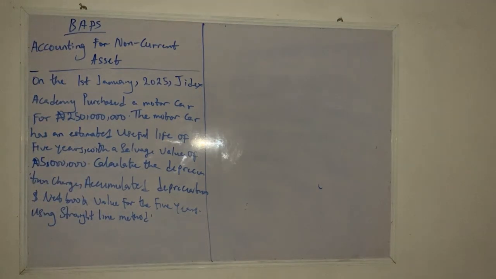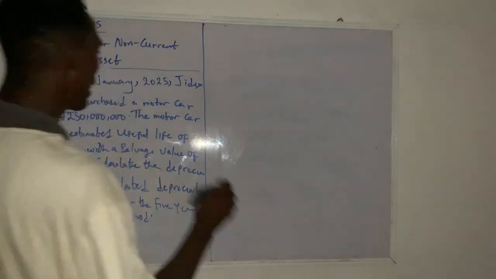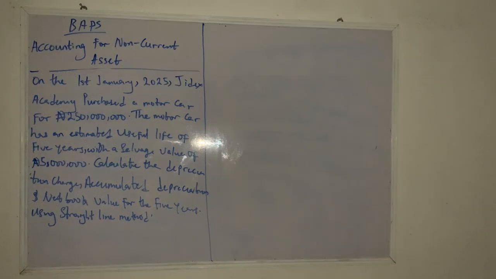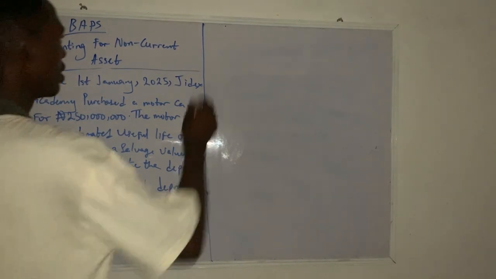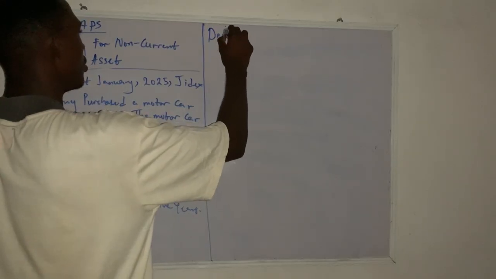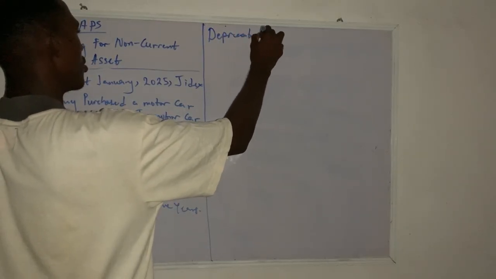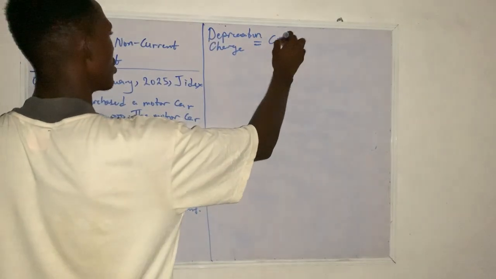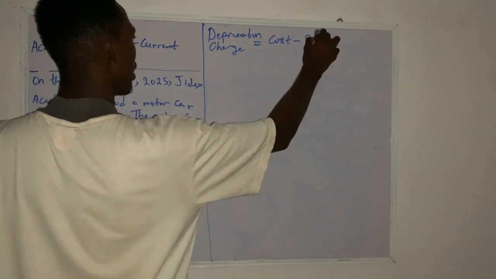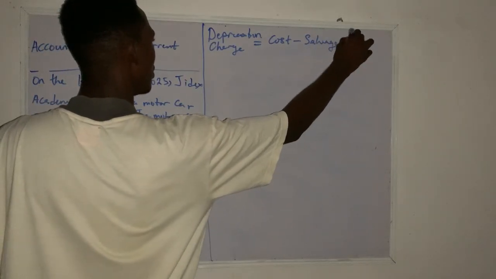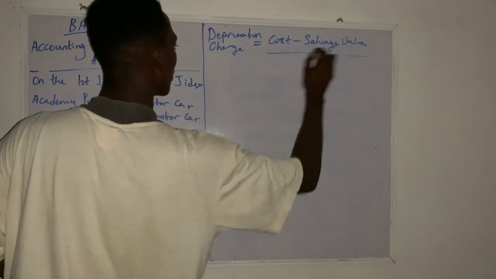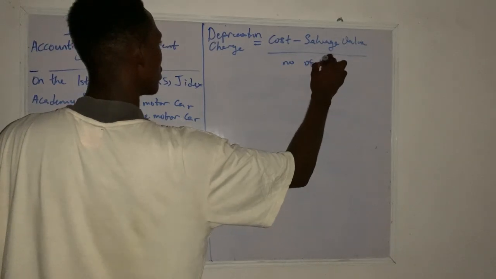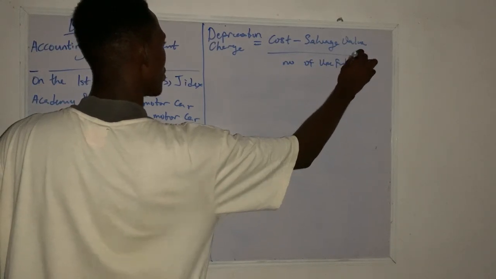Alright, using straight line method without wasting much of our time. The only thing that you might need to make now, we will prepare it in form of a schedule. You understand? So this is what we are going to do. Let's get our depreciation charge. Depreciation charge is equal to your cost minus your salvage value, since that's what they give us, over the number of useful life.